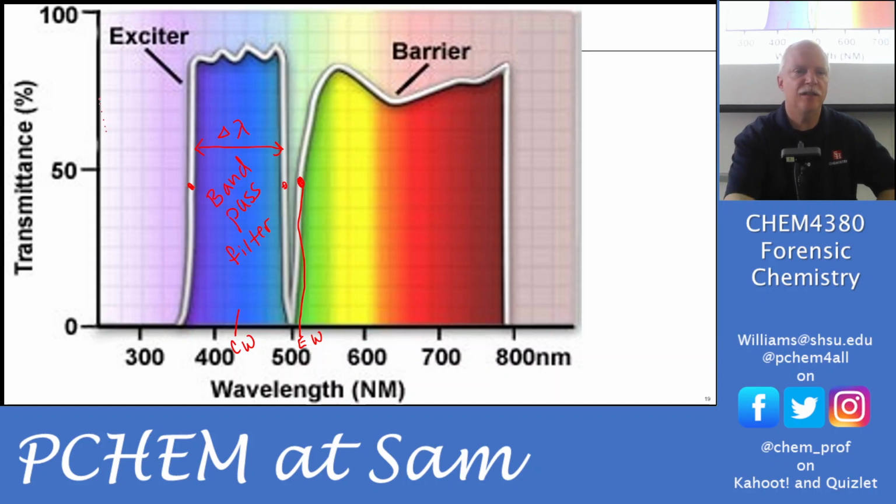And then look at what's passed by this filter. So this, again, is transmittance on the y-axis. So that's the light that's transmitted by this filter. And so that means this light is being transmitted through the filter. So what light is it passing? See, these wavelengths down here are the long wavelengths. And so this is called a long pass filter.